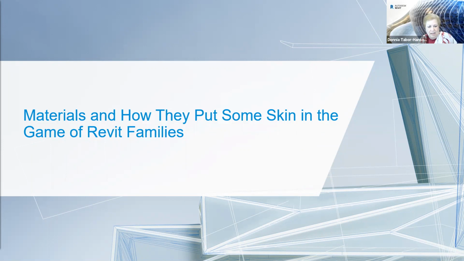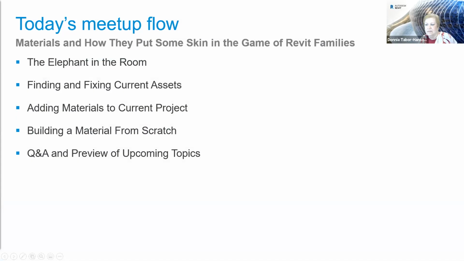So let's get right on into this. Here's what we're going through today. The elephant in the room. If you've opened up any of the latest versions, 20, 21, 22 of Revit, and you look at your materials, everybody gets that little triangle in the corner. We're going to talk about that little triangle in the corner.